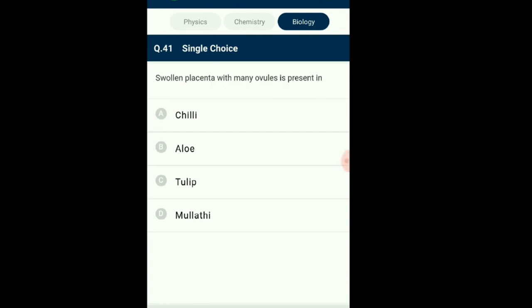Question 41. Swollen placenta with many ovules is present in? Swollen placenta with oblique ovary is the character of the Solanaceae family. Many ovules are organized in axile placentation on a bilocular ovary. Chili is a member of the Solanaceae family. Aloe vera and tulip are members of the Liliaceae family, and Mulati is a member of the Fabaceae family. Hint: swollen placenta with many ovules in axile placentation is the feature of the Solanaceae family. So the answer is option A, chili.